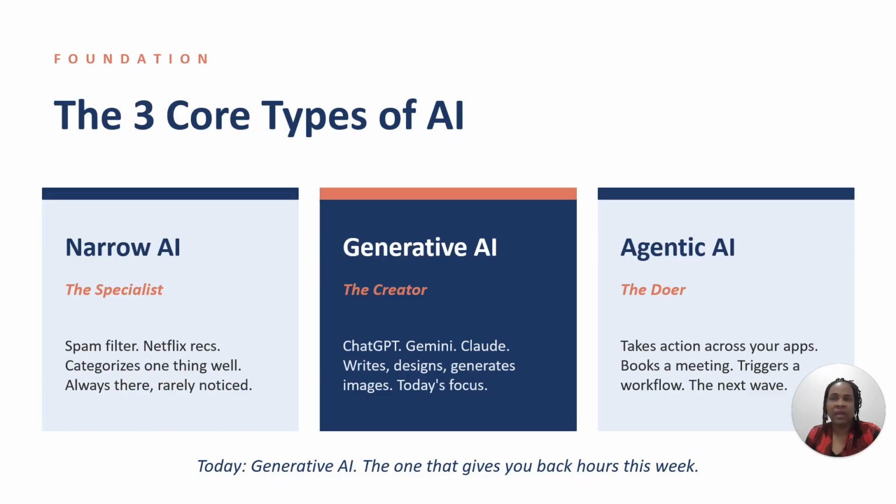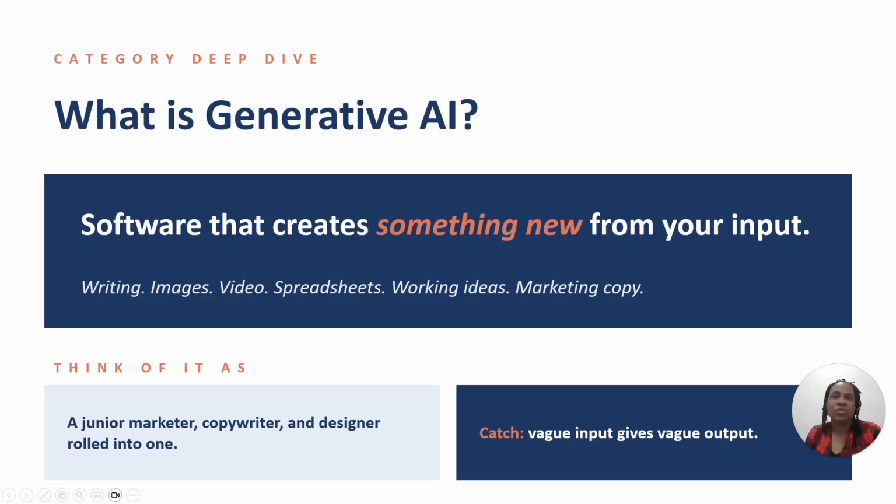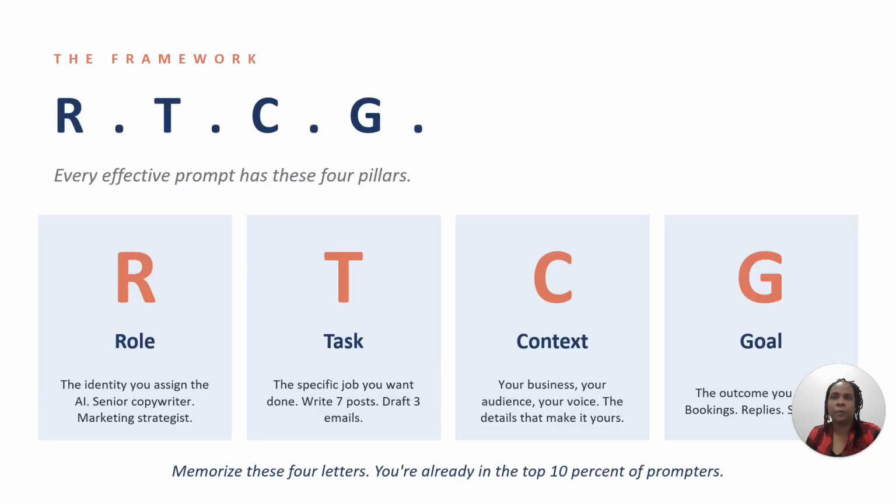And there's generative AI. That's the creator. Familiar tools like ChatGPT, Gemini, and Claude. They write, design, plan, generate images. That's the one we're going to focus on today because that's the one that solves marketing issues. Generative AI is used to create something new based on what you ask it. Writing, images, video, spreadsheets. But the catch is vague input gives you vague output. The difference between a useless answer and a usable one is the structure of the prompt.